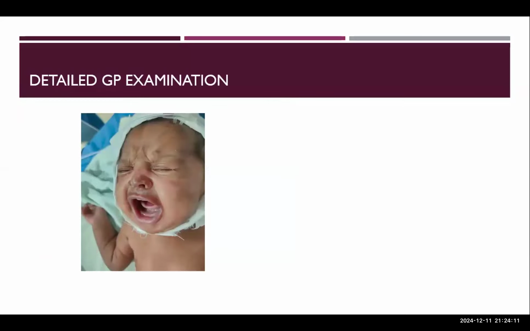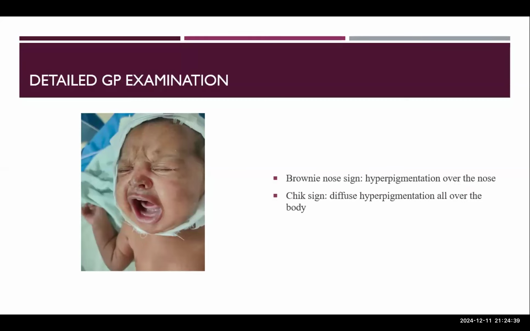When we went for detailed general physical examination, it showed macular hyperpigmentation over the nasal area. And when we asked, the mother reported that those hyperpigmented areas were present all over the body after delivery, which had resolved over time. So this nasal hyperpigmentation was suggestive of a Brownie nose sign, and the diffuse hyperpigmentation throughout the body was suggestive of the chik sign. So we thought of chikungunya and evaluated further.